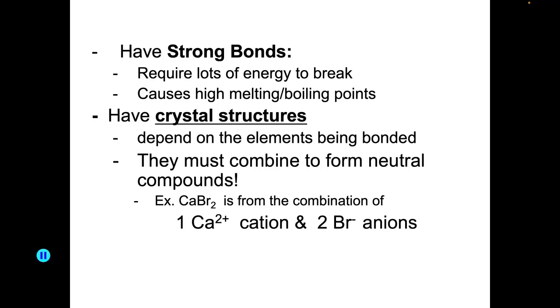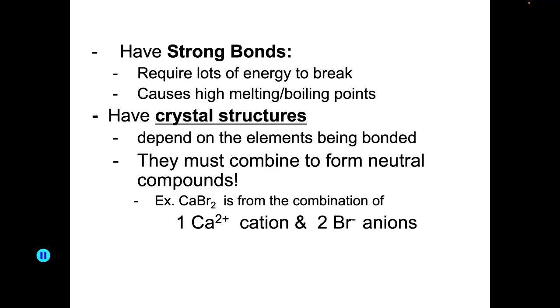In order to break these bonds, we have to add heat if we want to break them into their individual elements. They have crystal structures, and the shape of that crystal structure depends on the elements being bonded. They must combine to form neutral compounds, so we can't have a positive or negative charge. These have to balance. These look a little bit different: rather than sharing electrons, they either give away electrons or take electrons from another element.